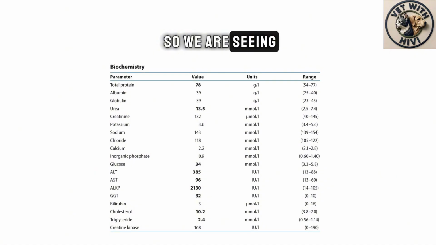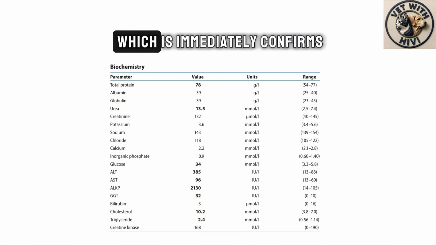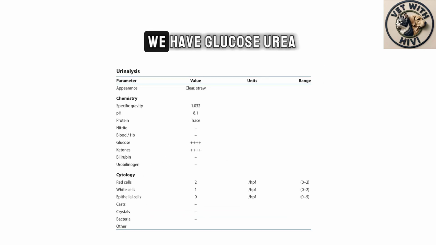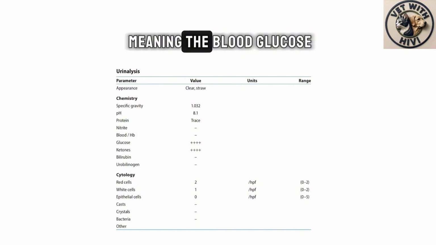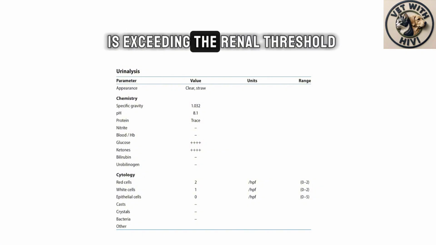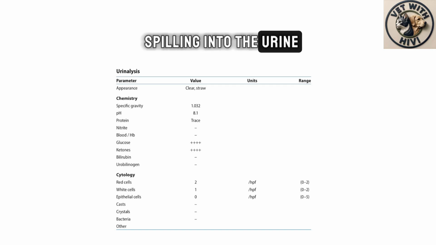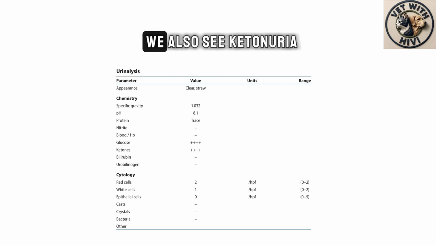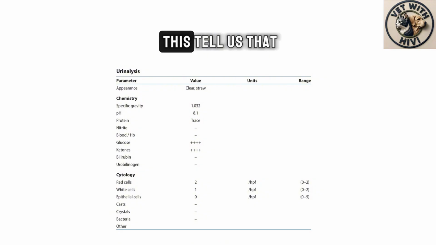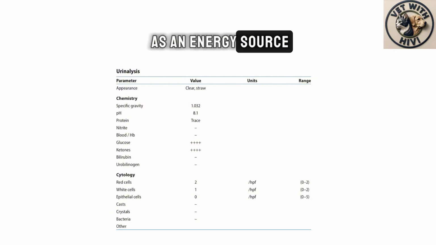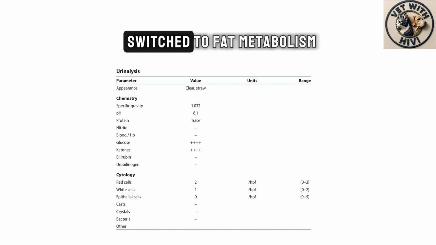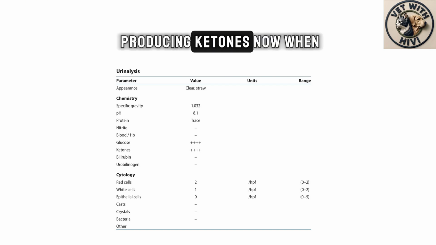So we are seeing a severe hyperglycemia, which immediately confirms that this is a diabetic patient. In the urine analysis, we have glucosuria, meaning the blood glucose is exceeding the renal threshold and glucose is now spilling into the urine. And even more important, we also see ketonuria. This tells us that the body is no longer using glucose as an energy source, and instead it has switched to fat metabolism producing ketones.